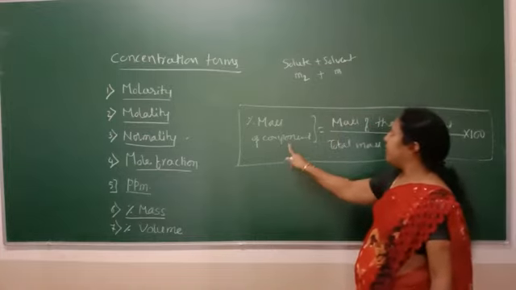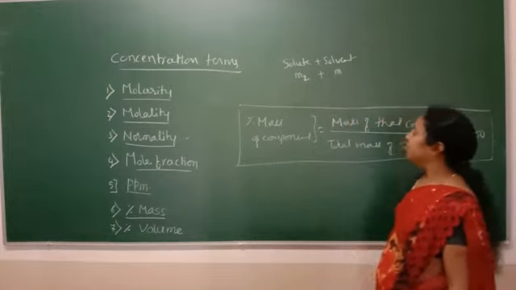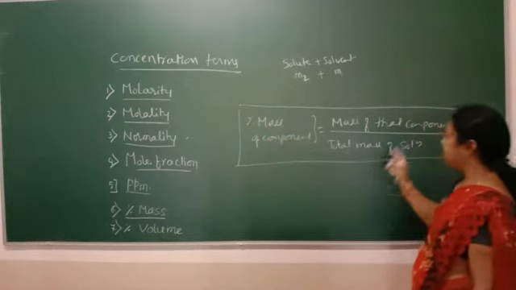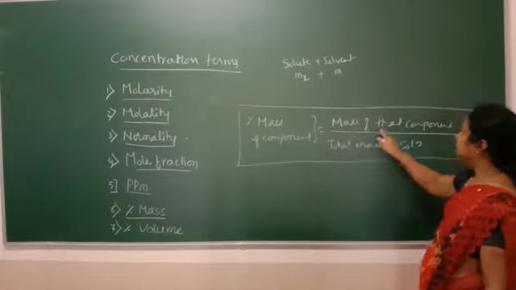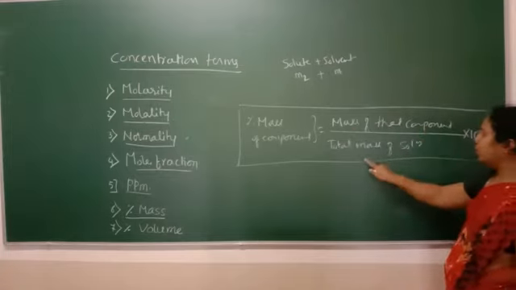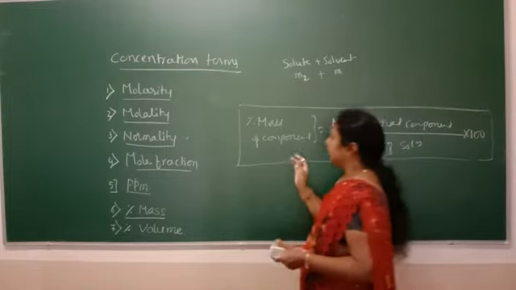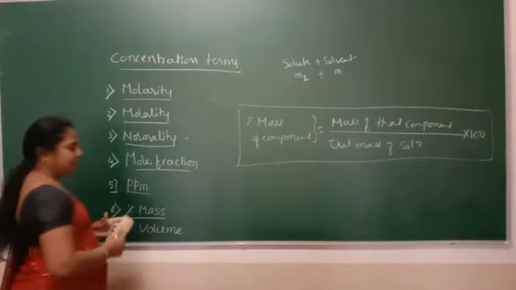So the component will be either solute or solvent. So we can calculate the percentage mass of any component by using this equation. That is, mass of that component divided by total mass of solution into 100. So that is one of the concentration terms.